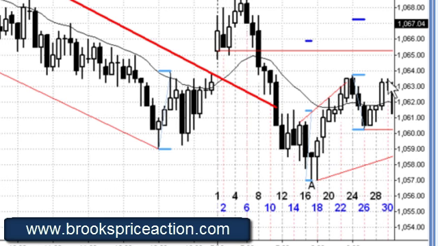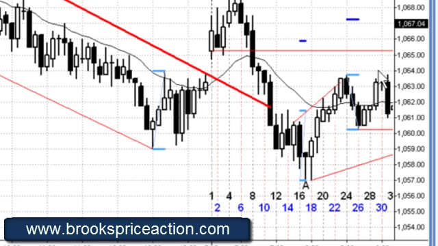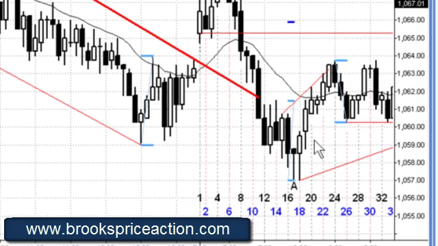Okay, not a great looking signal bar for a short. You got a double top here, so it's a double top bear flag. Here's the bear, here's the double top. I didn't short it. To me, I think always in is long, and I think the market should go up.